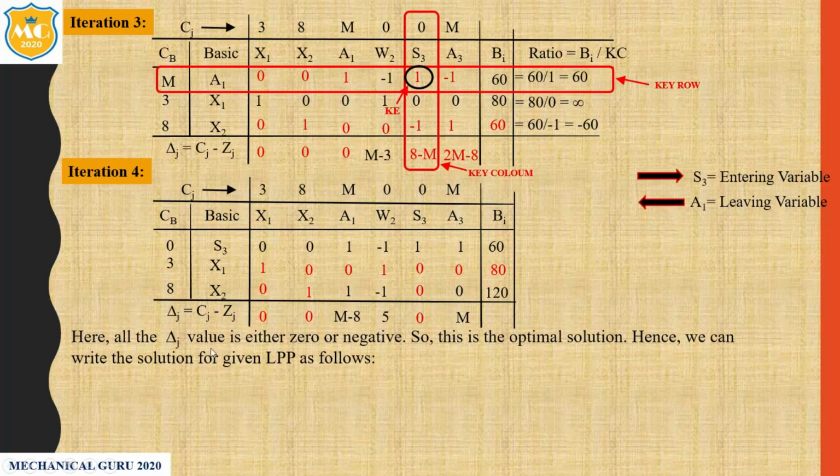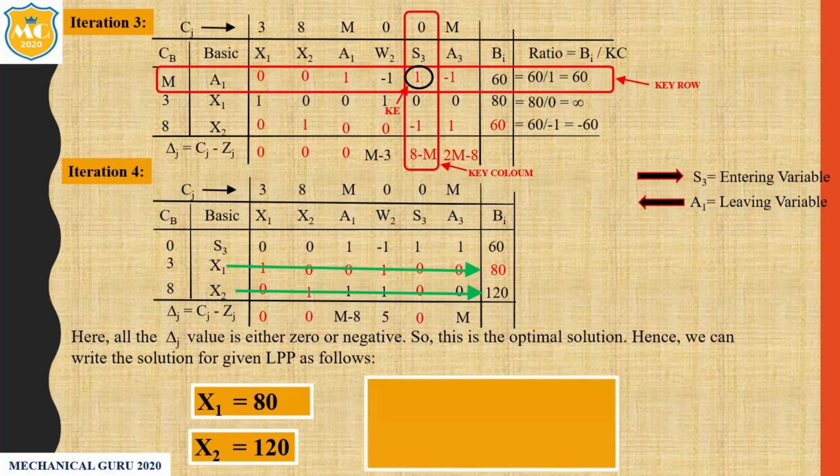So here all the delta j values are either 0 or negative. So this is the optimal solution. Hence we can write the solution for the given LPP as follows. So here x1 value is 80, x2 value is 120.